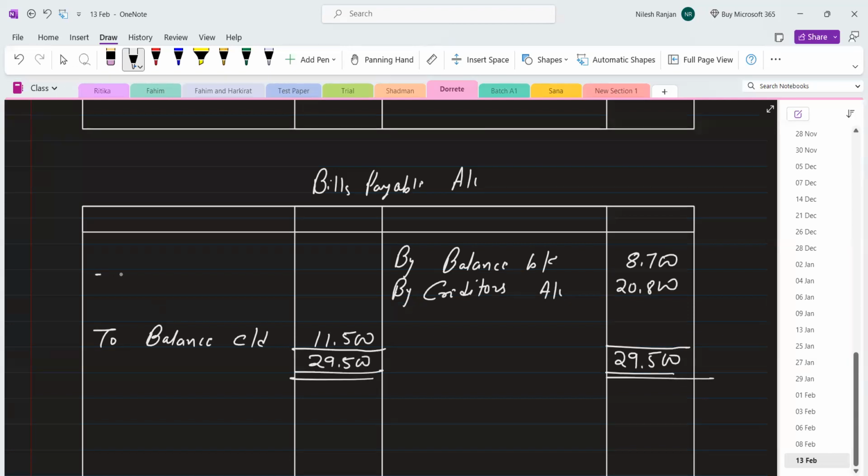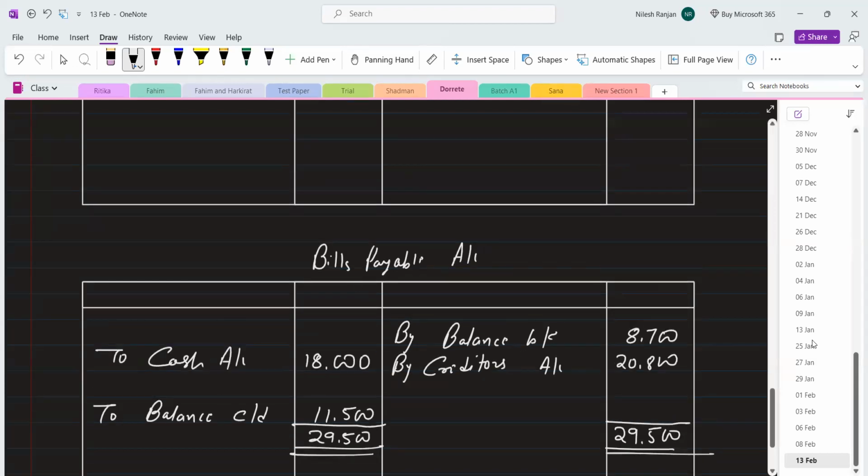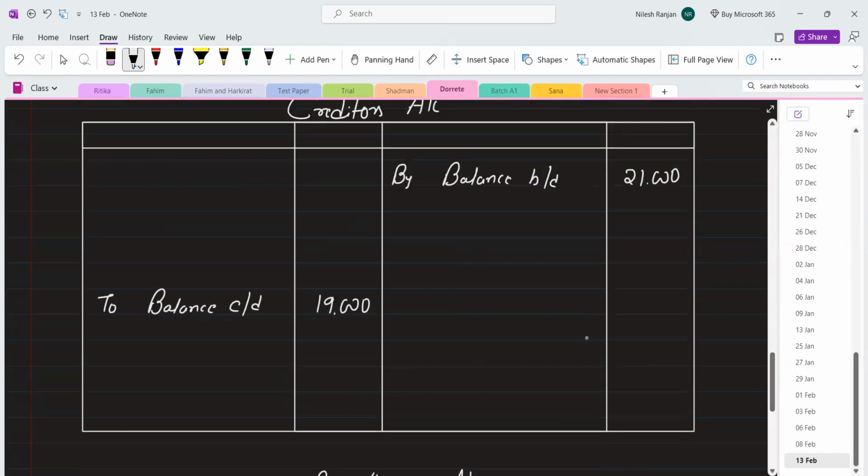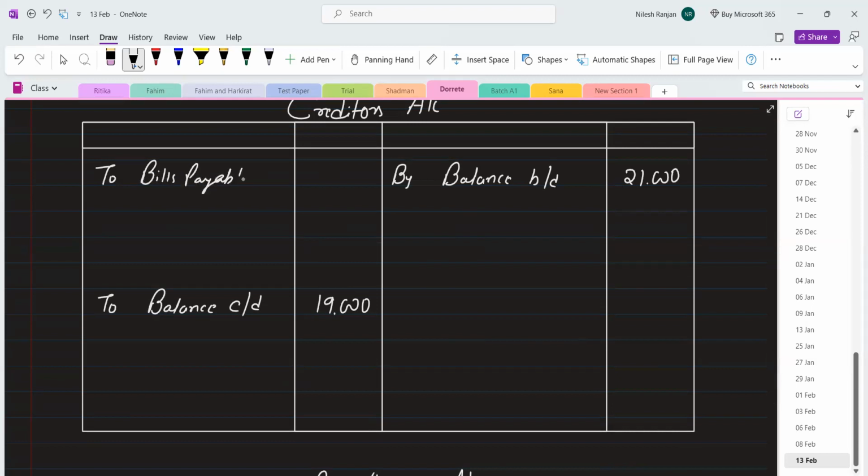It means we have paid the balance amount, 18,000. Opening balance was 8,700, means this amount we have to pay. Again, this amount is created during the year. So the total amount, this 29,500, we have to pay. But in the last, we are seeing that the actual balance is 11,500. It means this amount is already paid, and this is your balancing figure. Now, this 20,800 we have issued to creditors, so we will write it in the creditors account to bills payable, 20,800.